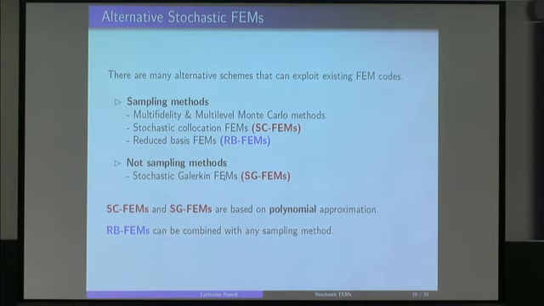Stochastic collocation methods, reduced basis methods, stochastic Galerkin finite element methods. These are all methods that rely on existing finite element technology but do something different in the way that they handle the parameter dependent or the random part of the problem. So I was going to say a few words about a couple of these methods. I do have a few minutes left, do I?